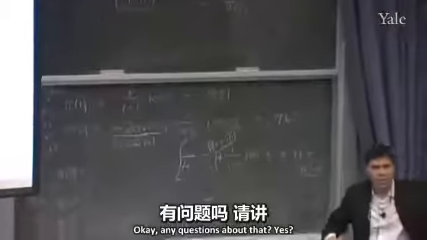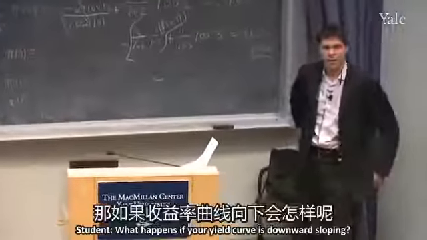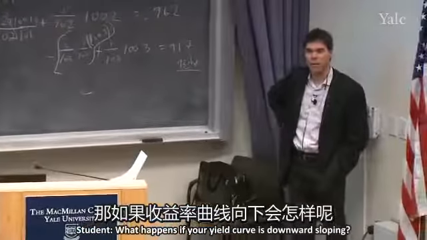Okay, now why is this? Any questions about that? That's the second. Yep, go ahead. What happens if your yield curve is downward sloping?